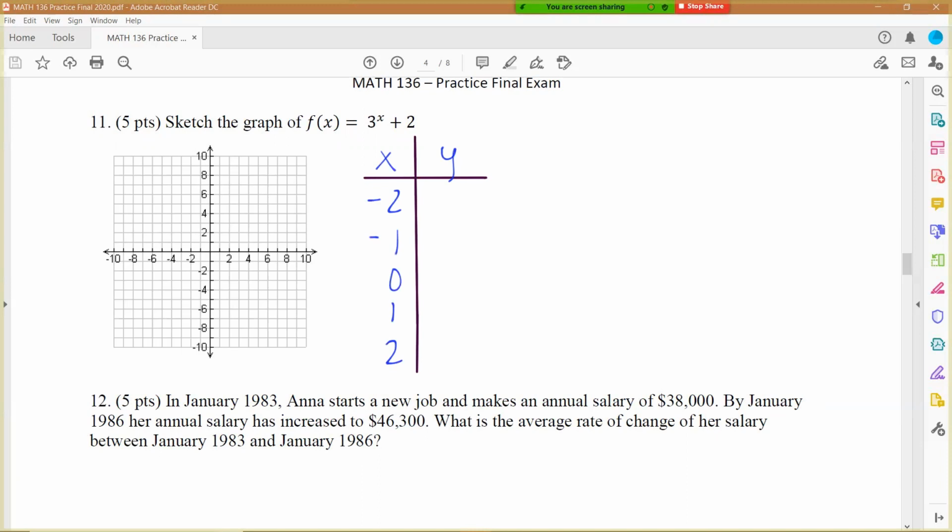Again, calculator work. So first one, I'm going to type 3 caret key negative 2 plus 2. I wonder if you have to use parentheses. Nope, don't even have to use parentheses. So 3 caret key negative 2 plus 2 in your calculator. So the caret key came from this being an exponent, and negative 2 came from that being the x value we were plugging in.